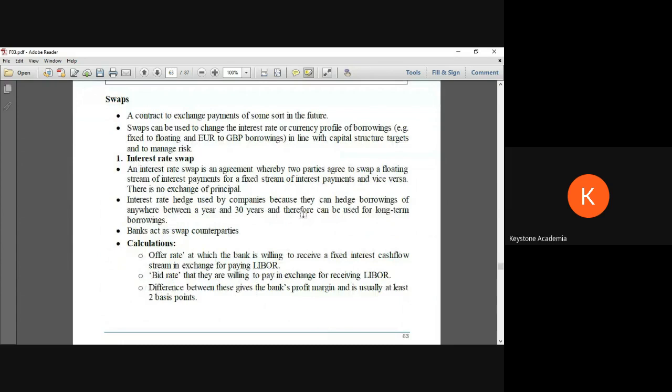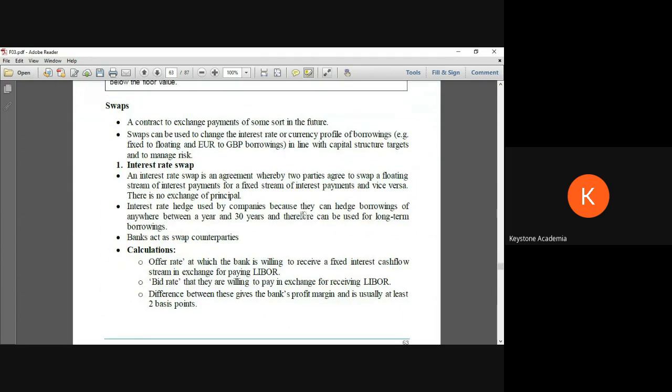The last one is swap, what we discussed in the last chapter, similar to that one. I'll just read again how it works. An interest rate swap is an agreement whereby two parties agree to swap a floating stream of interest rate for a fixed stream of interest. There are two types of swap. One is we are just swapping the interest rate. Second, swap with the bank, via bank, we can say fixed to floating, floating to fixed.